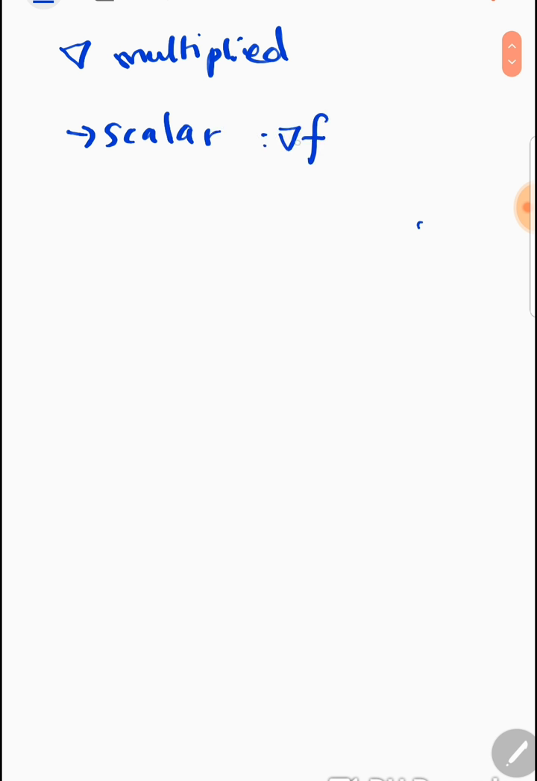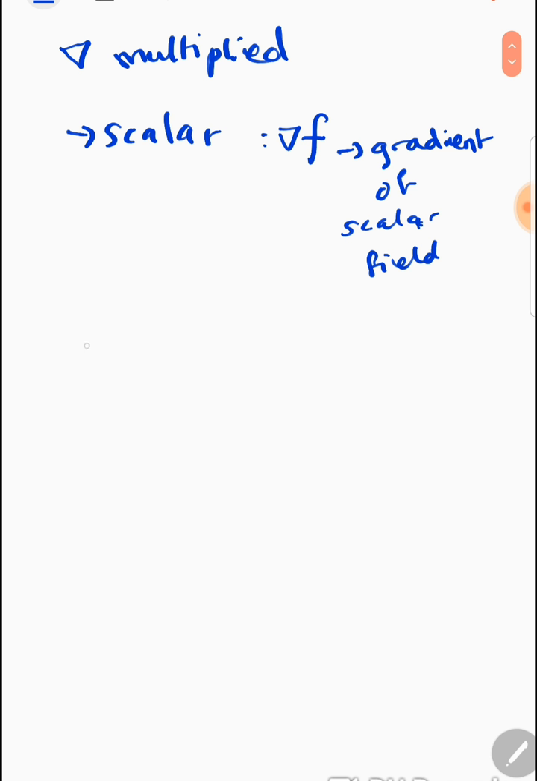Just to refresh and recall whatever we've learned. When we have this nabla or the gradient multiplied by a scalar, say f is a scalar function, we actually get what we call the gradient of a scalar field. This is pretty much straightforward. In fact, in the previous video we have looked at this, where you find a conservative vector field, if you still remember.